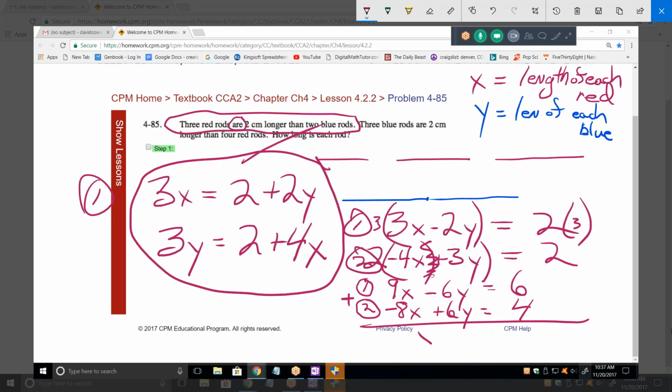1x equals... What are you supposed to do with the last one? Add the two equations. When you add two equations, you add all parts. You add the left sides together and you add the right sides together. So it'd be 10. So x equals 10. So we found the length of each red rod.